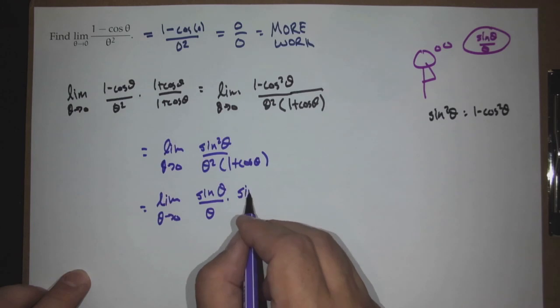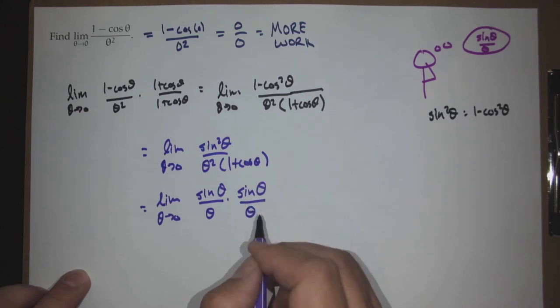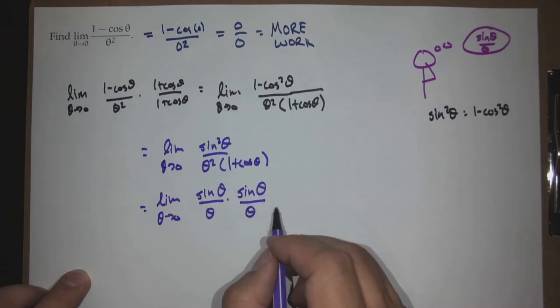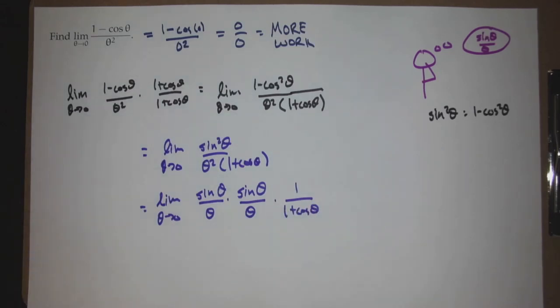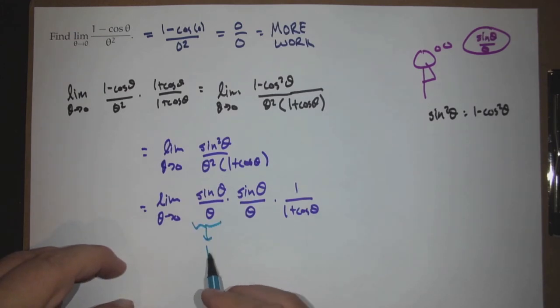We have a sine squared over theta squared. So I can think of it as sine theta over theta, and sine theta over theta, and 1 over 1 plus cosine theta. So I'm just pulling it apart into pieces where I understand each part. What happens to the first sine theta over theta? Goes to 1. What happens to the second sine theta over theta? Goes to 1.